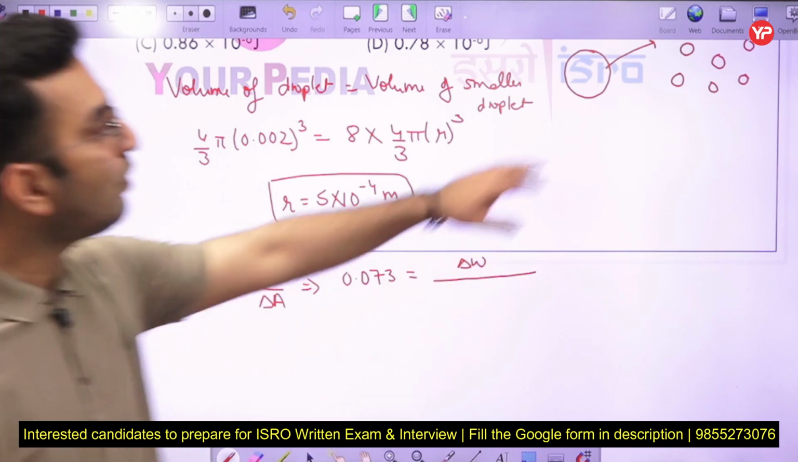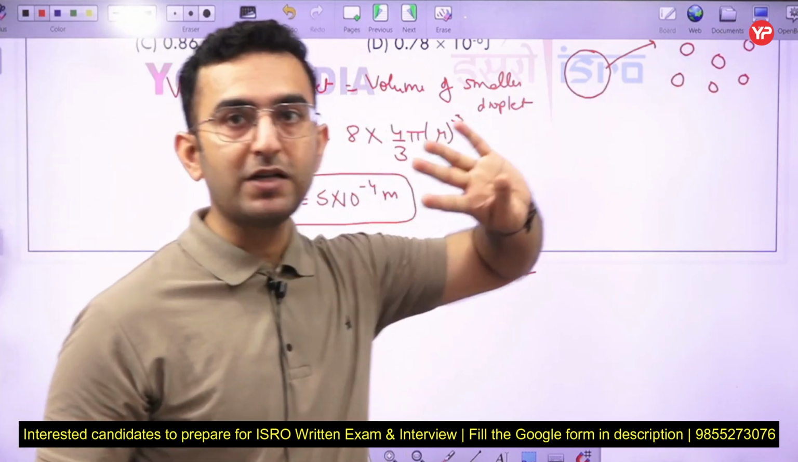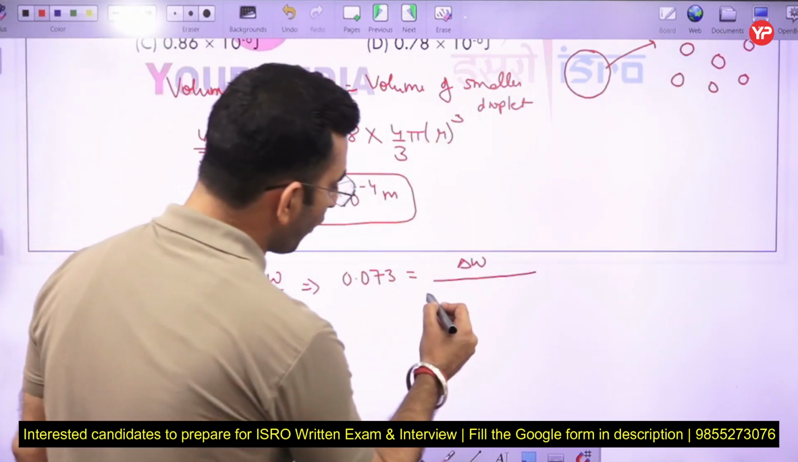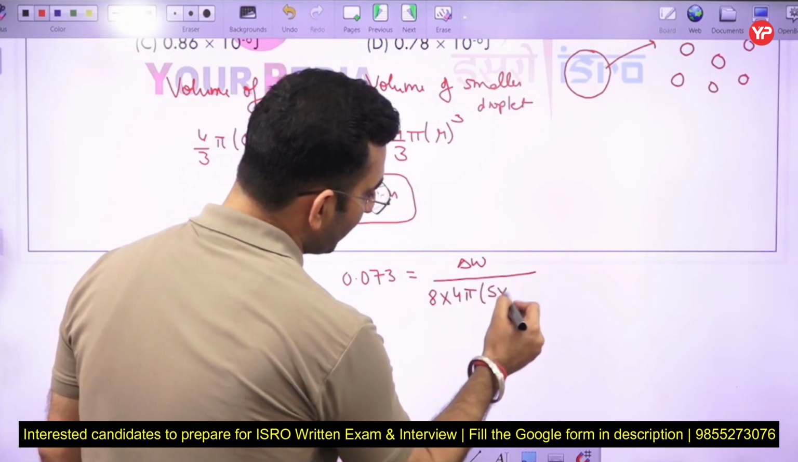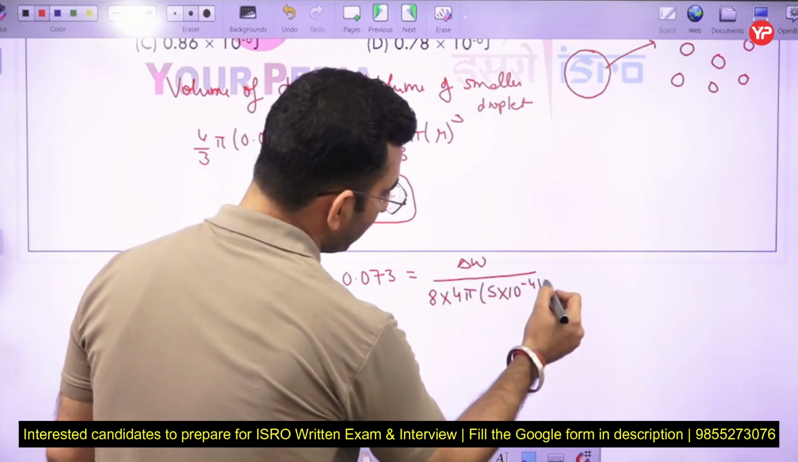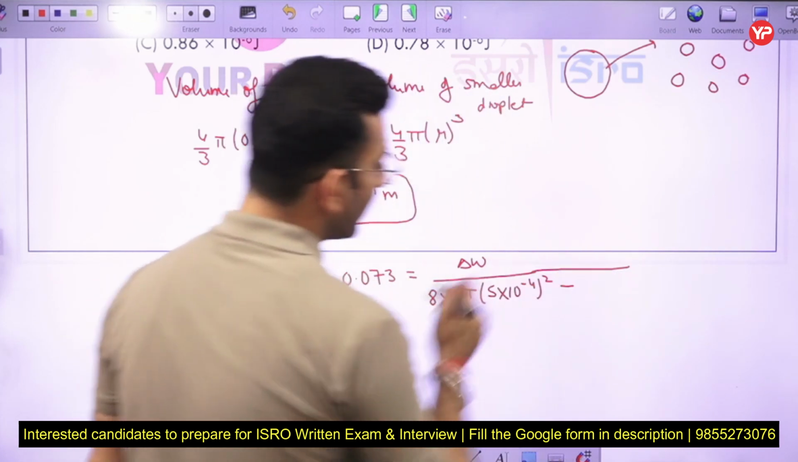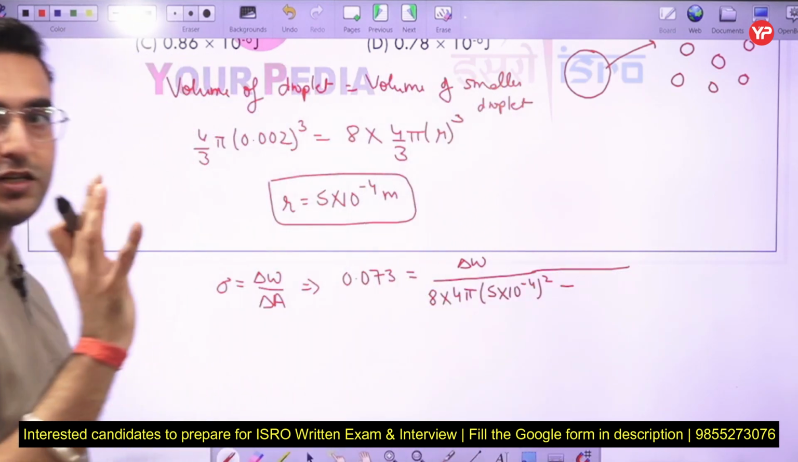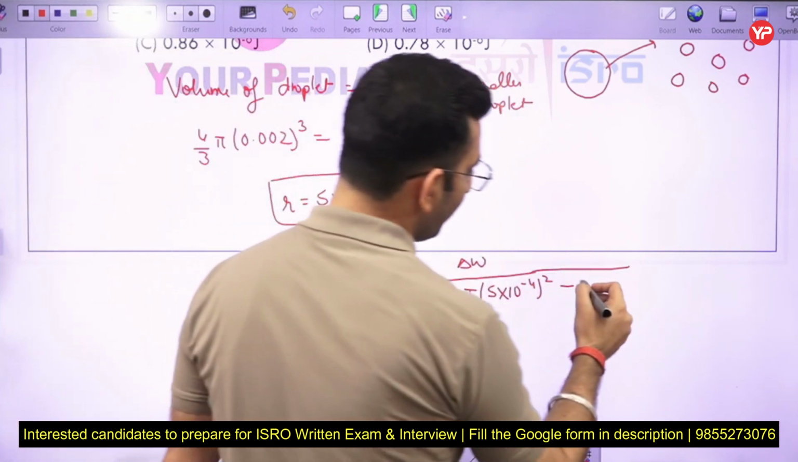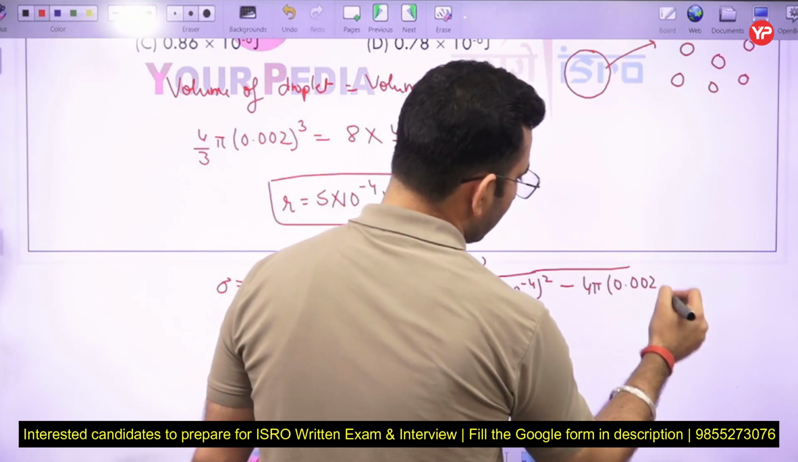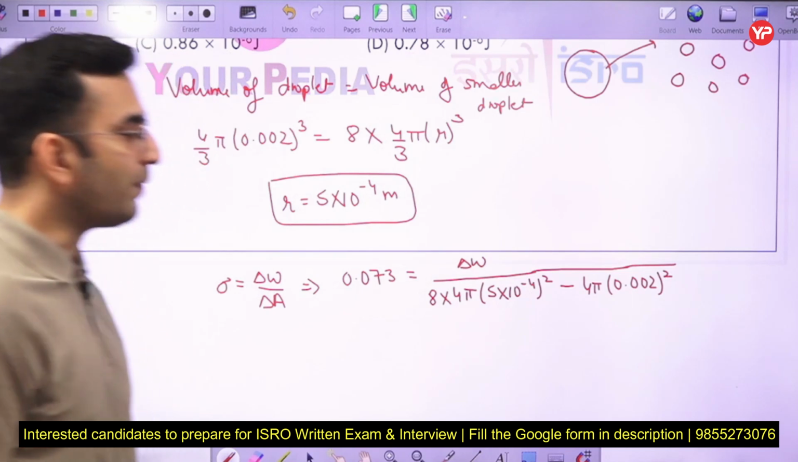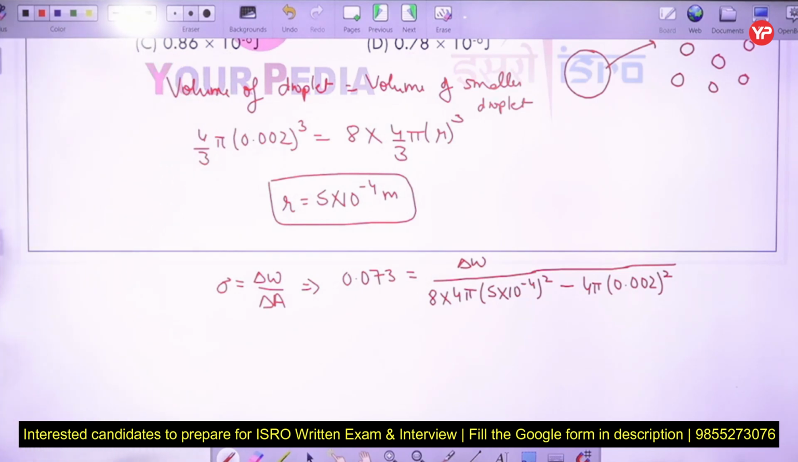Finally, we have 8 droplets, each with an area of 4 pi r square. Initially, we have a larger droplet having an area of 4 pi r square. If you solve this, you are going to get your final answer.